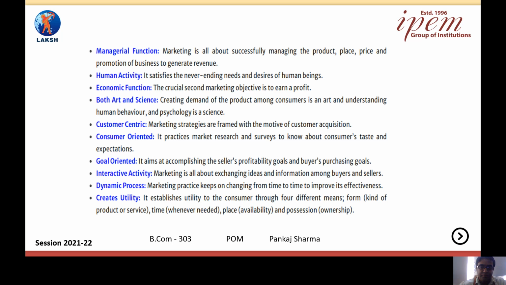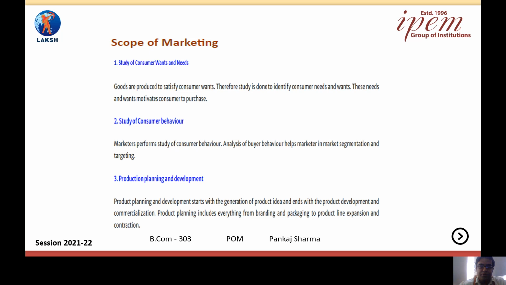Kind of a service, time, and place utility, which is related with availability and suggestion. So we understand the scope of marketing. It is about consumer wants and needs. Goods are produced to satisfy consumer needs. Therefore, study is done to identify consumer needs and wants. These needs and wants motivate consumers to purchase.